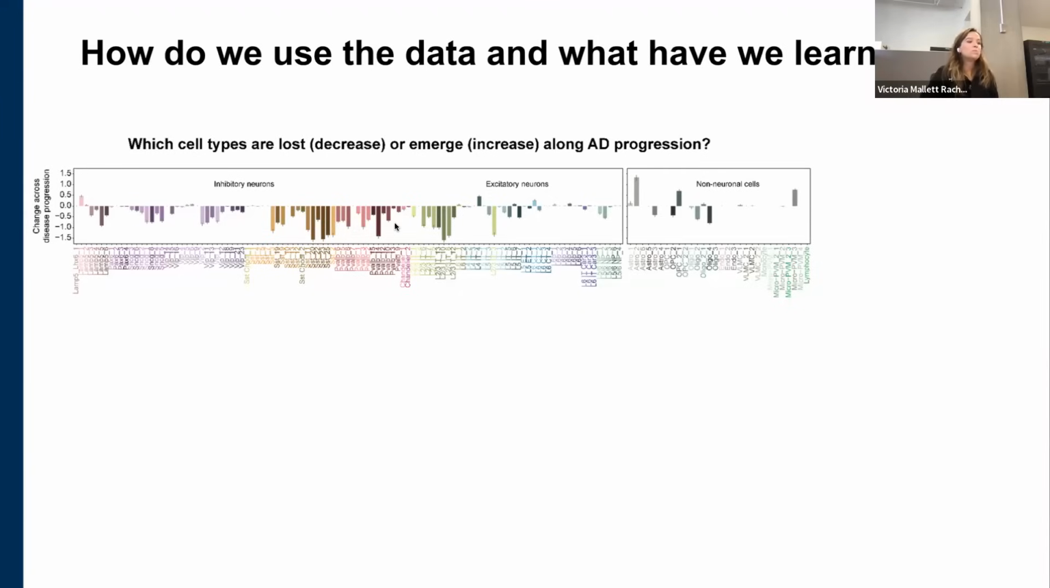These are the effect sizes. And basically you can just say, if the bar is going down, there's a decreased relative abundance of this specific cell type. And if the bar is going up, there's an increased relative abundance. And what pops out, at least to me, are these green ones here. These are layer 2-3 intratelencephalic projecting neurons.